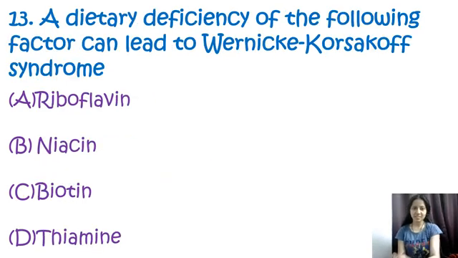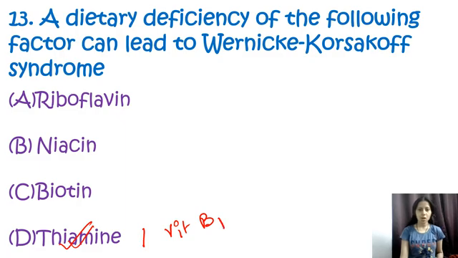Question number 13. A dietary deficiency of the following factor can lead to Wernicke-Korsakoff syndrome. So options are riboflavin, niacin, biotin, or thiamine. So over here my correct option will be vitamin B1, that is option D. Thiamine is also known as vitamin B1. Wernicke-Korsakoff syndrome is actually a neurological disorder which is caused by a severe deficiency of thiamine. So option D is my correct option.